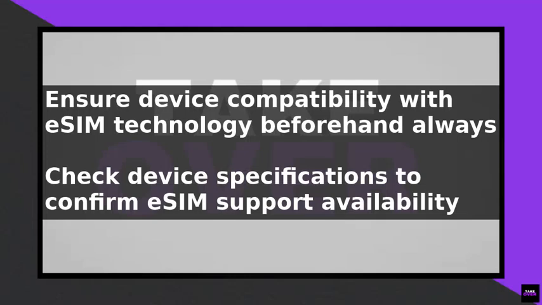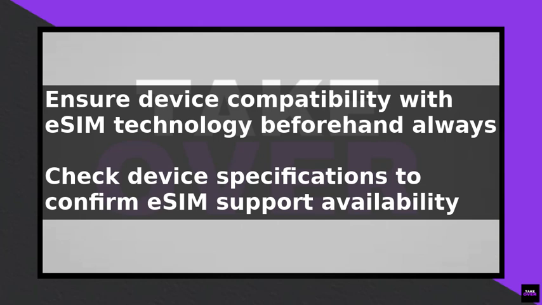To activate Revolut eSIM, start by ensuring your device is compatible with eSIM technology. Most modern smartphones support eSIM, but it is essential to check your device specifications before proceeding. Open the Revolut app on your device and navigate to the Accounts section.